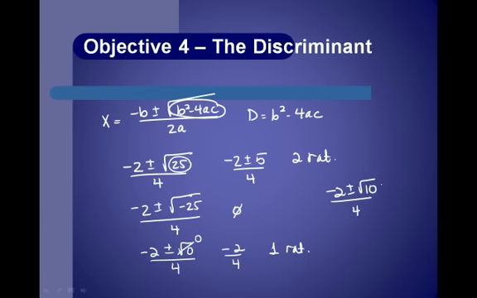Well, square root of 10 will not simplify. We're still going to have two answers because one's a plus and one's a minus. But the only difference between this one and the first case is we're going to have two irrational solutions, or two solutions that contain square roots.